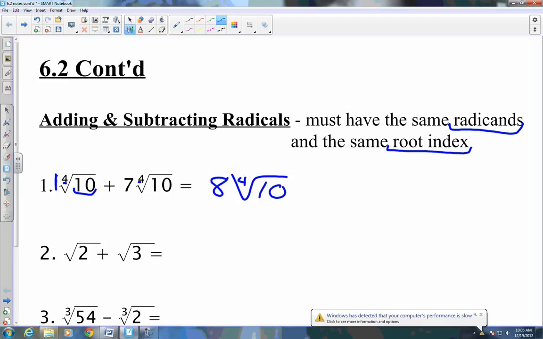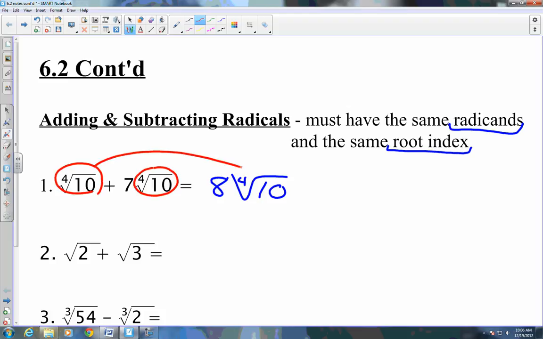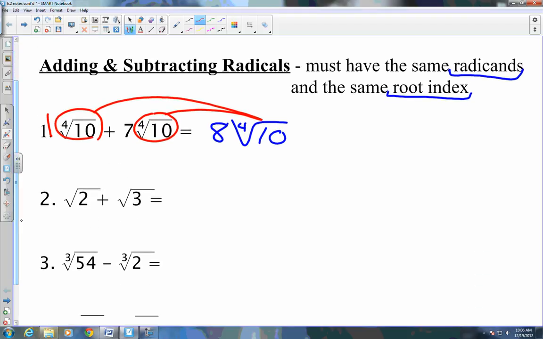Wait, I'm confused. Okay, you look for like terms. So I've got the 4th root of 10 here, and the 4th root of 10 here. So that stays the same. I have a 1 plus 7 makes 8. Okay?